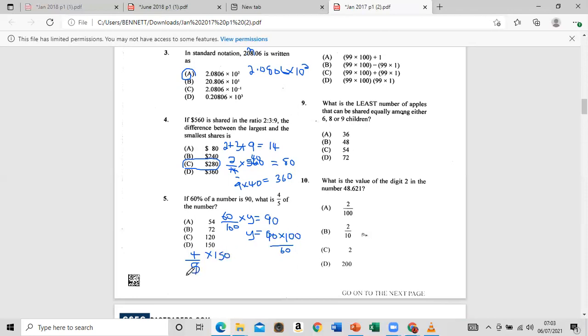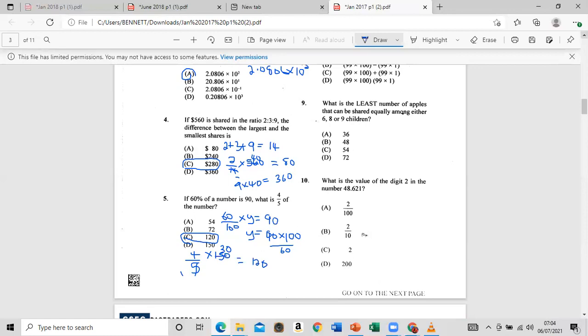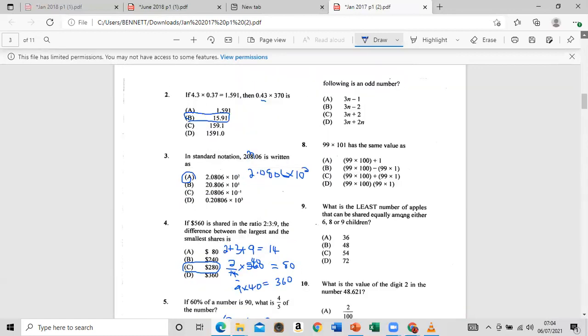So 5 into 150 is 30. 4 times 30 is 120. So 4/5 of the number is 120. You know, I could have written the answer right away without working it down. I'm just going to say 4/5 of the number 150 right away.